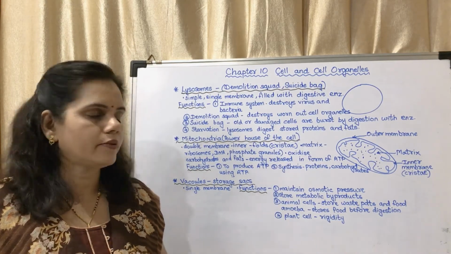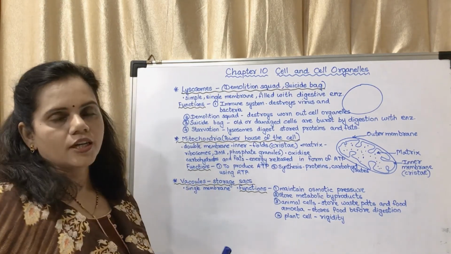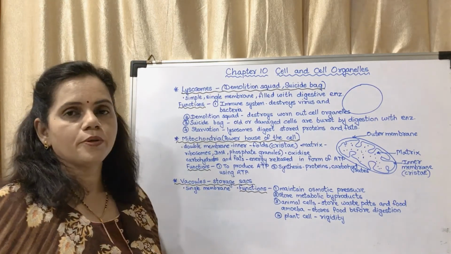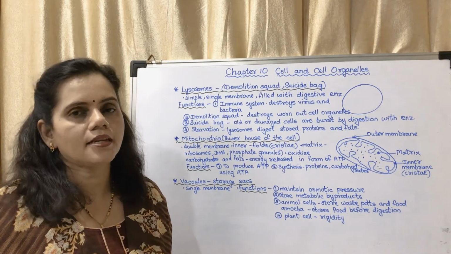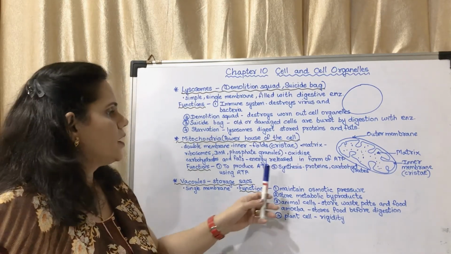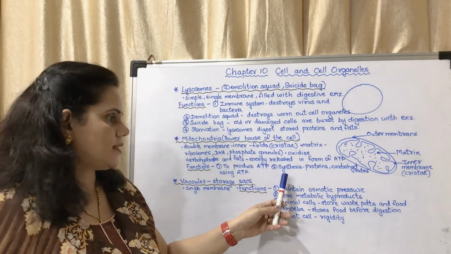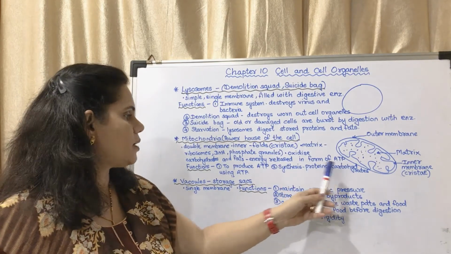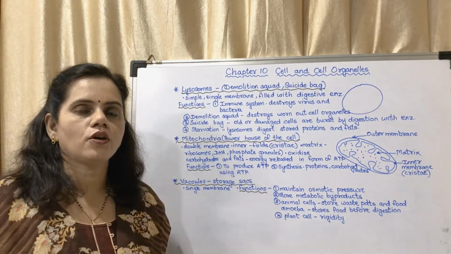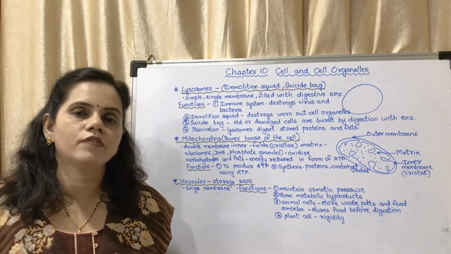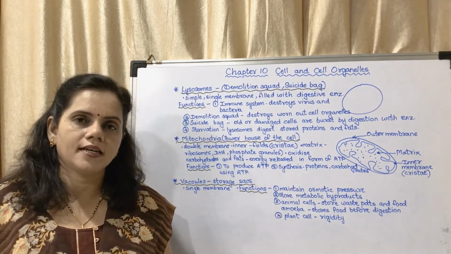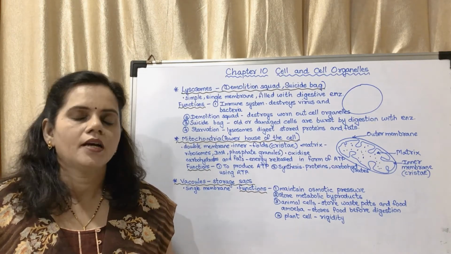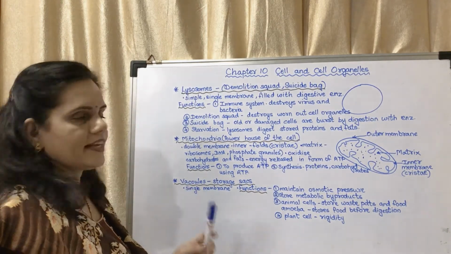Again, an objective question: functions. The first function is to produce ATP. That is the main function, which is why it is called the powerhouse of the cell. The next function is synthesis of proteins, carbohydrates, etc. inside the cell with the help of ATP.